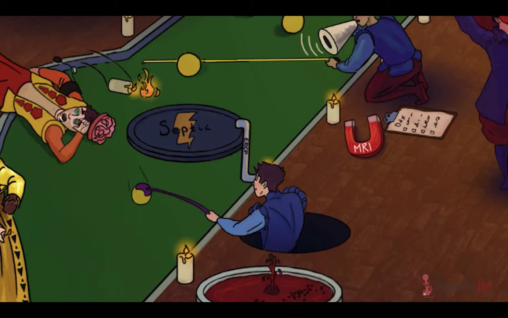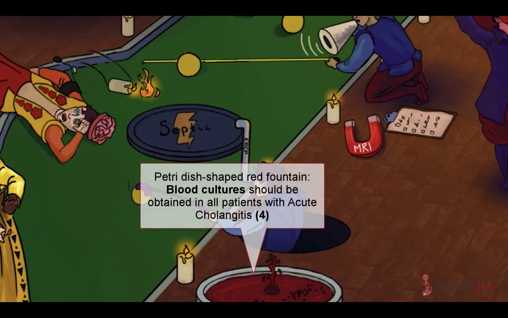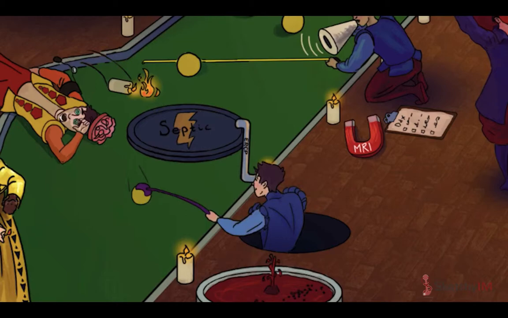See that curiously petri dish shaped red fountain? That's to remind you that while you're putting your admit orders in, collect some blood cultures. In patients with acute cholangitis, blood cultures help to both diagnose bacteremia and provide useful antibiotic susceptibility data so you can tailor antibiotic therapy.